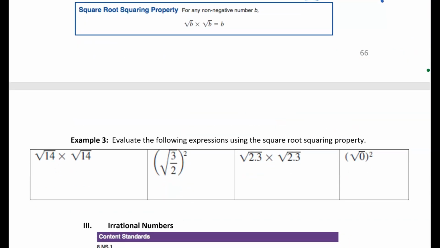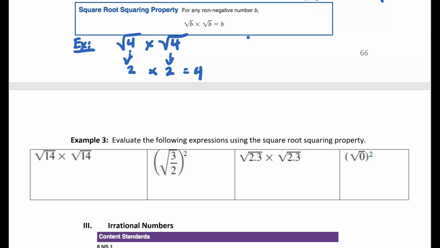So let's think about what that would look like and what type of answer we would have if we multiplied two square roots. So for example, let's say I had the square root of 4 times the square root of 4. What would happen? So the square root of 4 is 2, the square root of 4 is 2, 2 times 2 is 4. So the square root of 4 times the square root of 4 is 4.